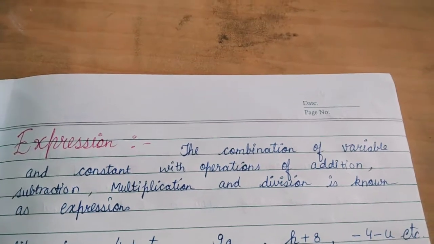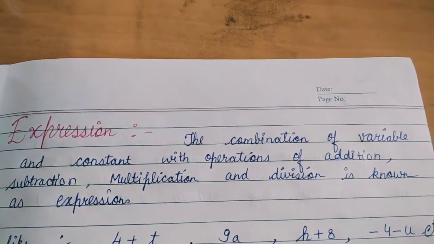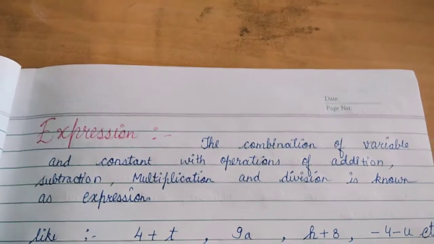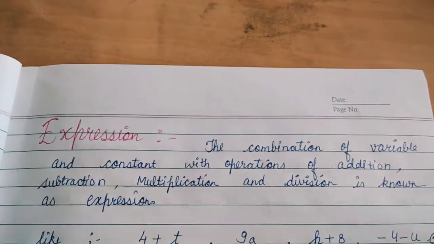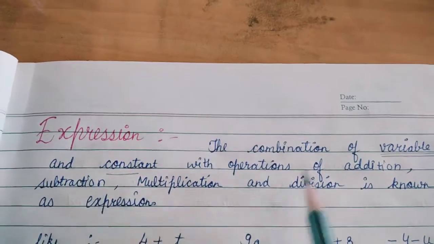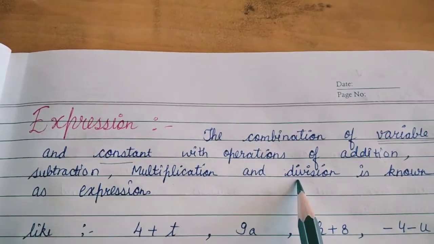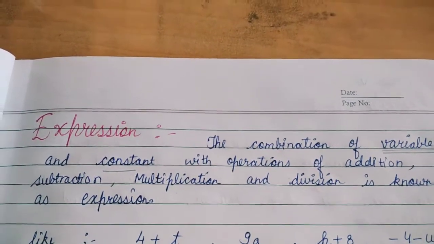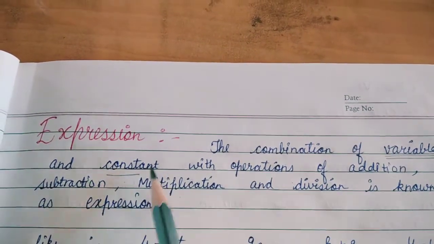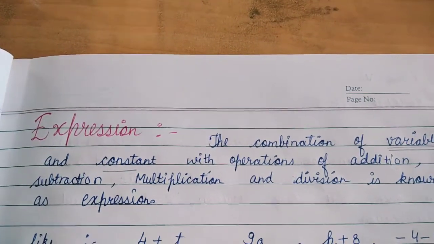In this video we will see expressions with exercise 11.3 of class 6th. So an expression is the combination of variable and constant with operations of addition, subtraction, multiplication and division. So when a combination of variable and constant comes with an operation, it is known as an expression.